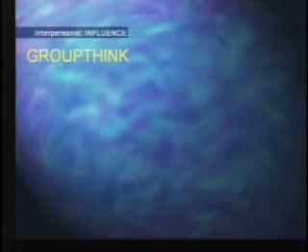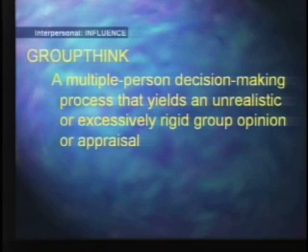I've already talked about the factors. I just finished talking about the factors that improve cohesion, but groupthink is an illustration of one of the many ways in which groups can be vulnerable as a social institution. I'll give you the history of it in a minute, but essentially groupthink is defined simply as a multi-person decision-making process that yields an unrealistic or excessively rigid group opinion or appraisal in a given situation. Okay? And the net result in that situation is groupthink. That's what it's labeled as.